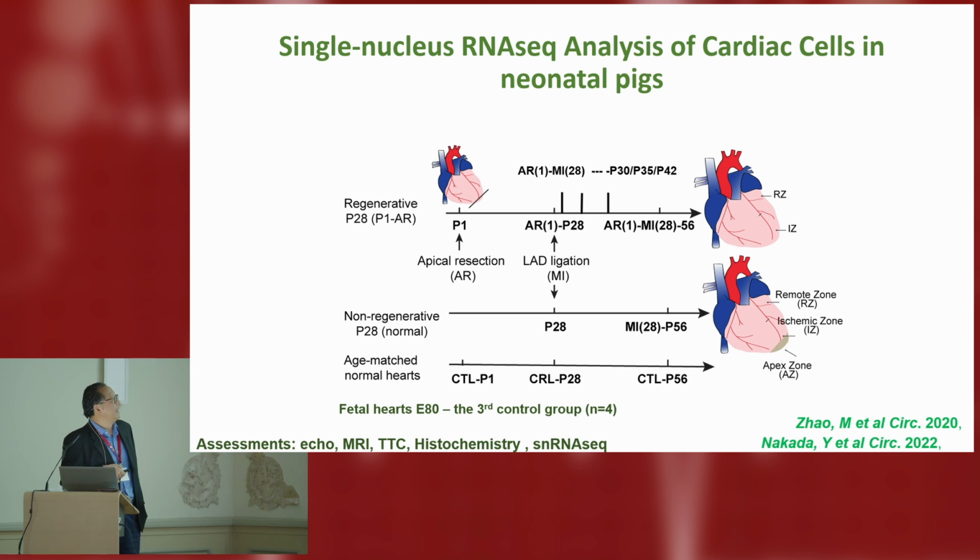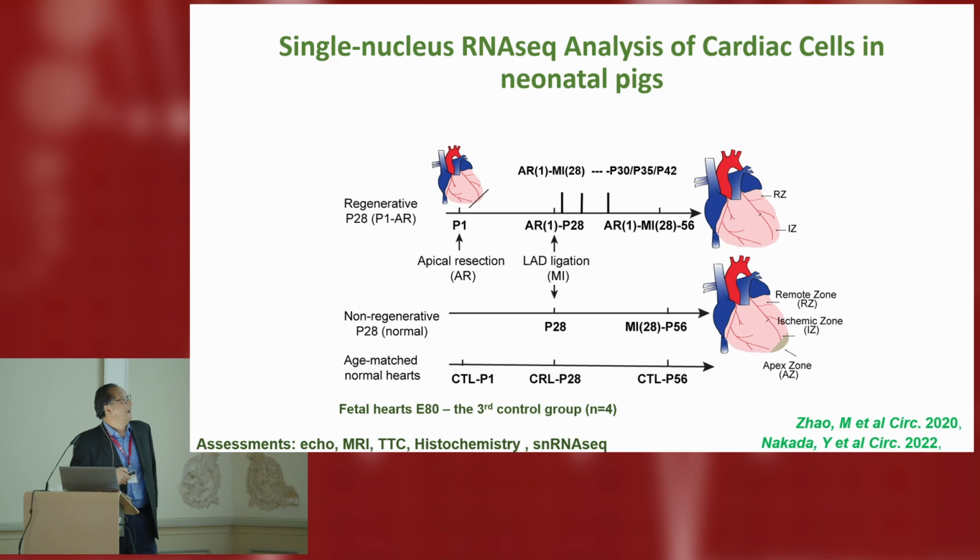Then we have age-matched normal. These are naive hearts that came into the lab at postnatal day 1, day 28, and day 56. All the raw data are in the cloud. And then the non-regenerative heart, that is the normal heart, at P28 had AOD ligation, and then we examined 4 weeks later at P56. So those are the classical AOD ligation.